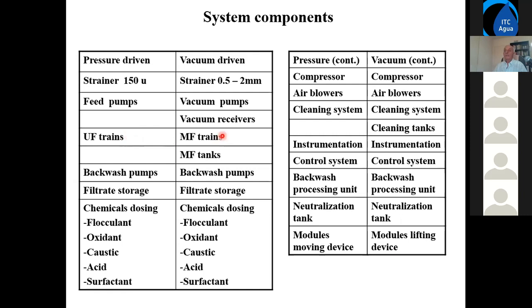You have UF trains, MF trains, MF tanks. You have tanks, here you have just a slab, and on the slab there are trains, there are train frames. Backwash pumps, filtrate storage, everything the same. So this is the air blower, cleaning system, cleaning tanks, has to be done in the tanks. Instrumentation, everything is the same. So the only difference is that the immersed system uses vacuum pumps, a vacuum receiver, and the membranes are in tanks rather than being encapsulated modules in a train.